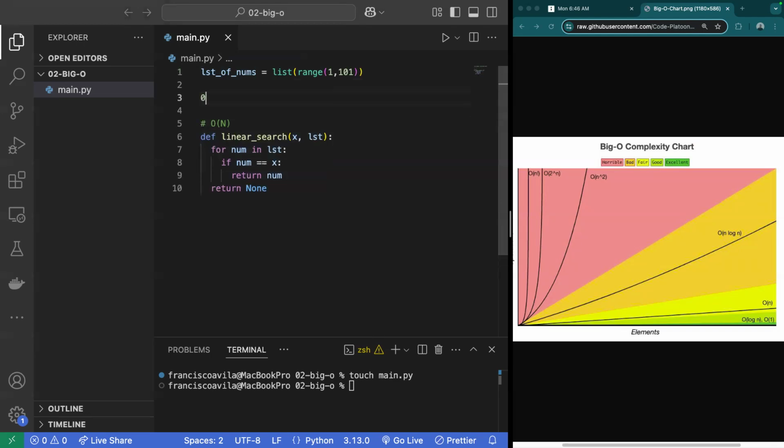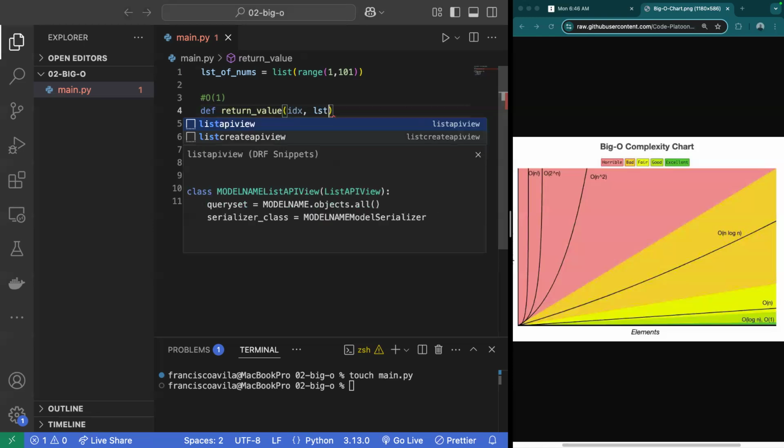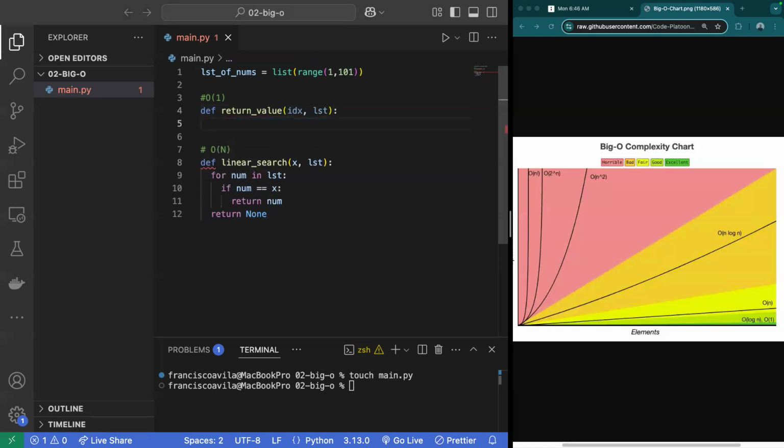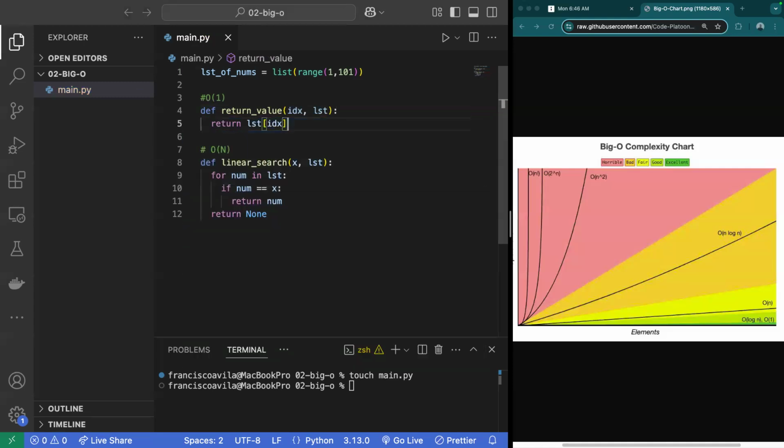Now there is constant time, where we are looking at O of 1. What would an example of constant time be? Well, in this case, we can write a function that takes in X for the index we want, we'll just call it idx to be a little more specific, and then a list. What this will simply do is return the value at the list index. All right, so that's O of 1.